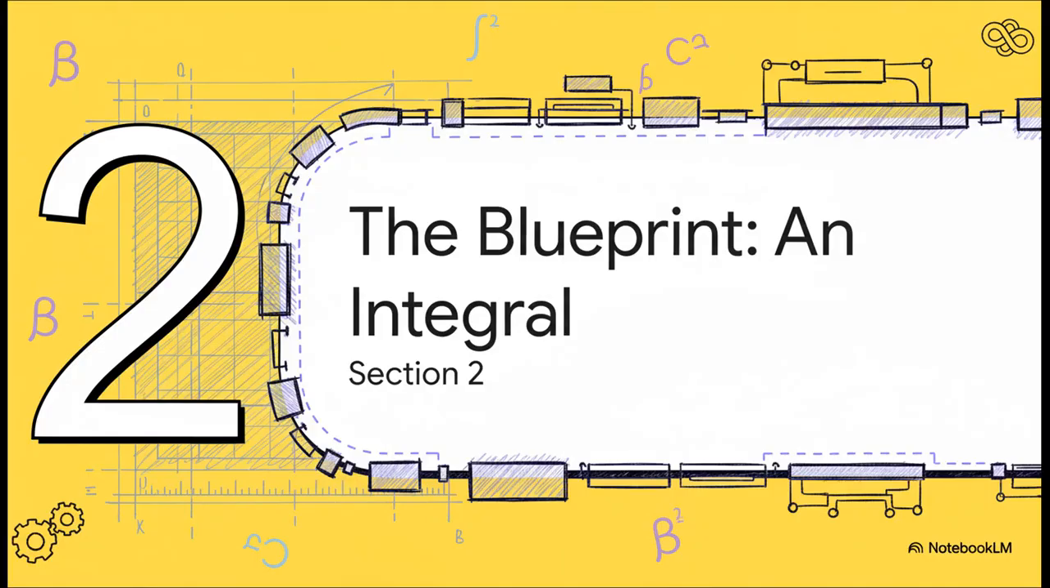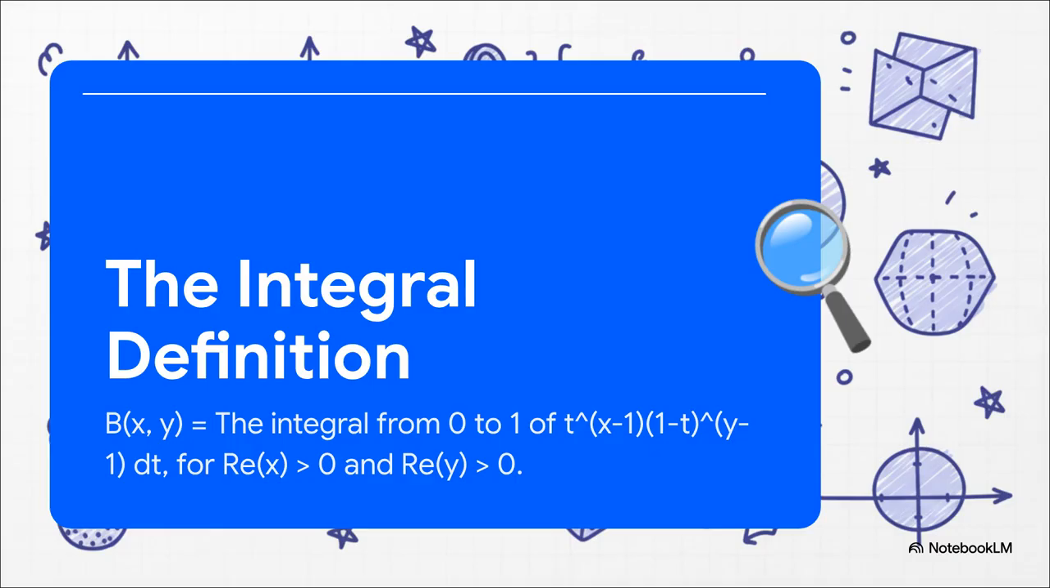Okay, that brings us right to its core design. Section 2, the blueprint, an integral. And here it is. I know at first glance it looks a little intense. This is what's known as Euler's integral of the first kind. But let's just break it down. All we're really doing is calculating the area under a very specific curve between 0 and 1. That curve is defined by t to some power times 1 minus t to some other power. That's it. This formula, this is the DNA of the beta function.